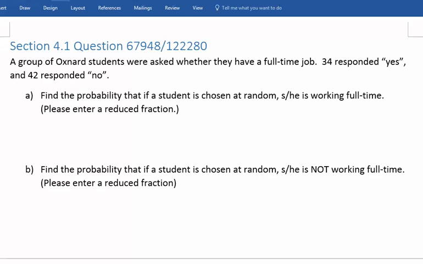So, the student is working full-time, which means they responded with a yes. So, 34 students responded with a yes. Out of how many students responded altogether? That will be 34 plus 42.